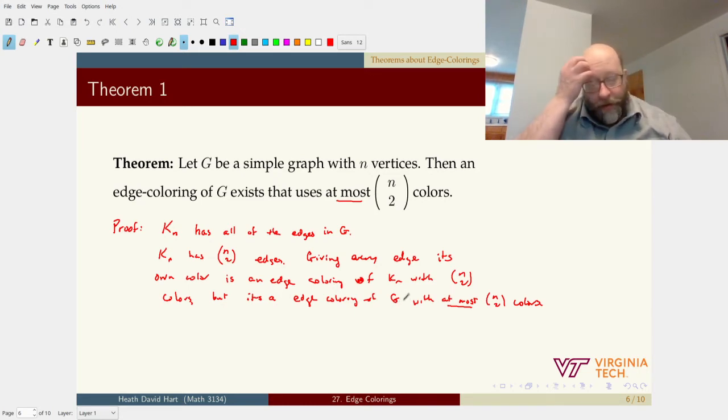So the worst case scenario is we take a complete graph and we make every single edge a different color, and then we have used n choose 2 colors. We can't use more colors than that.